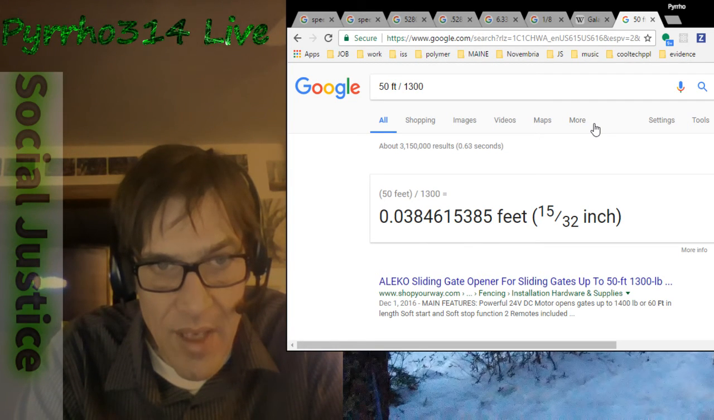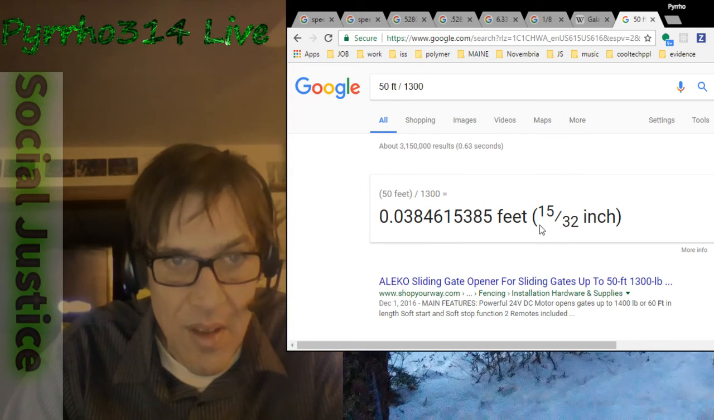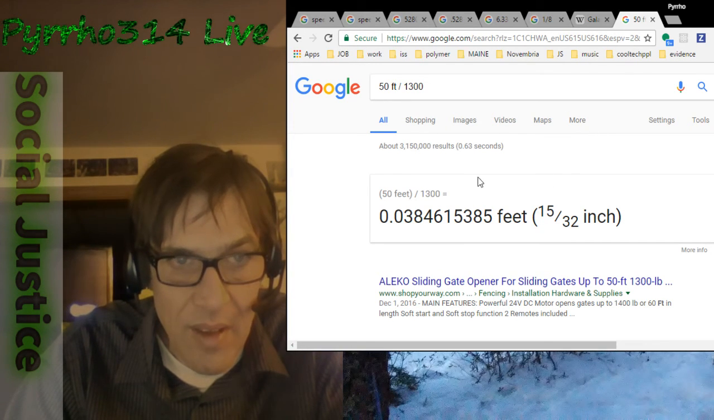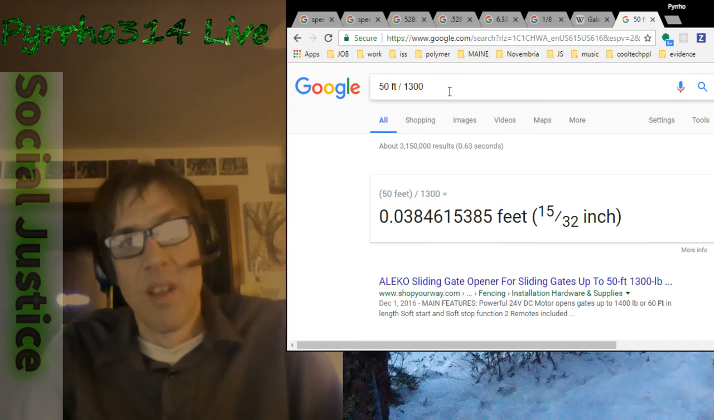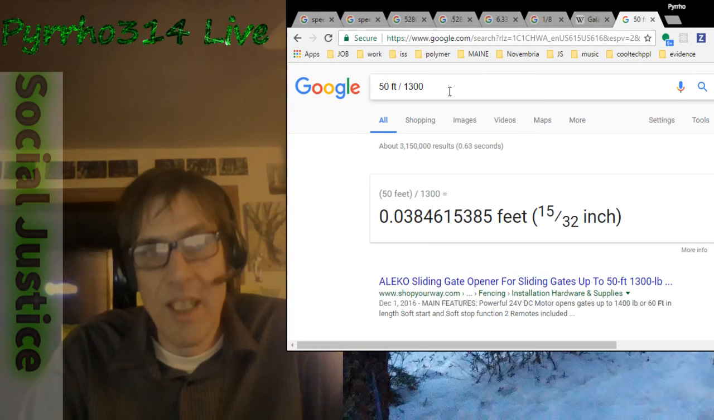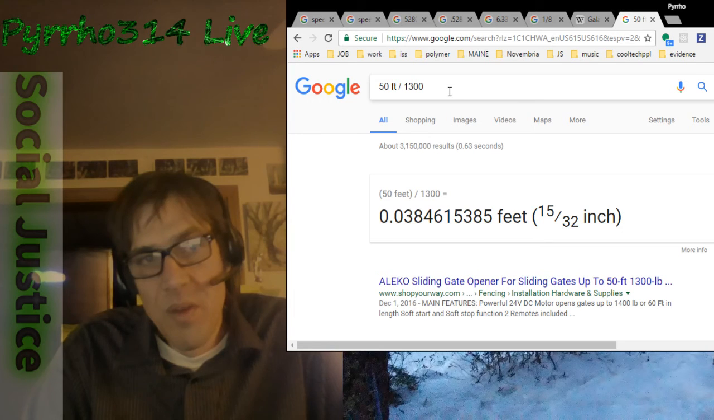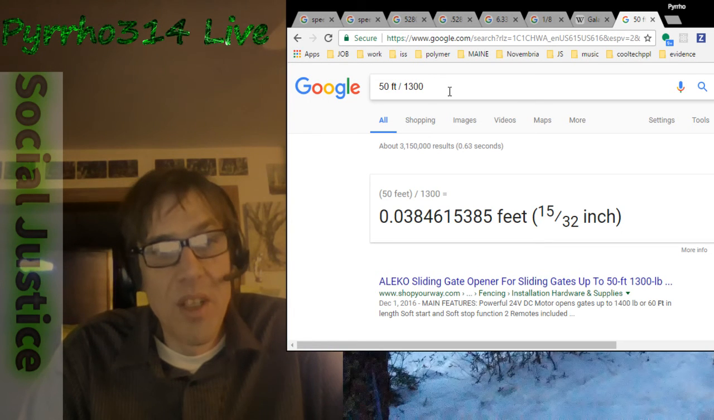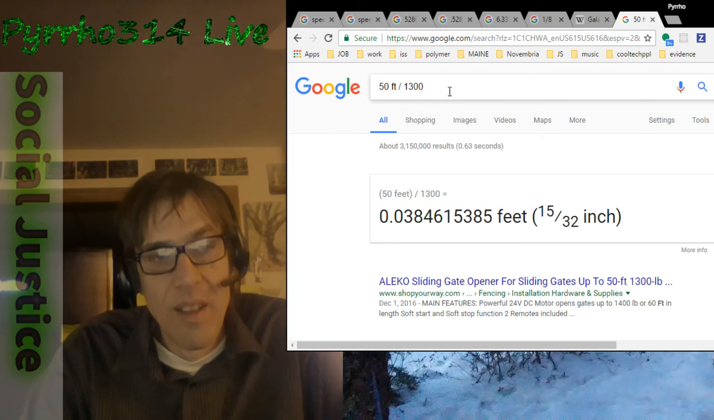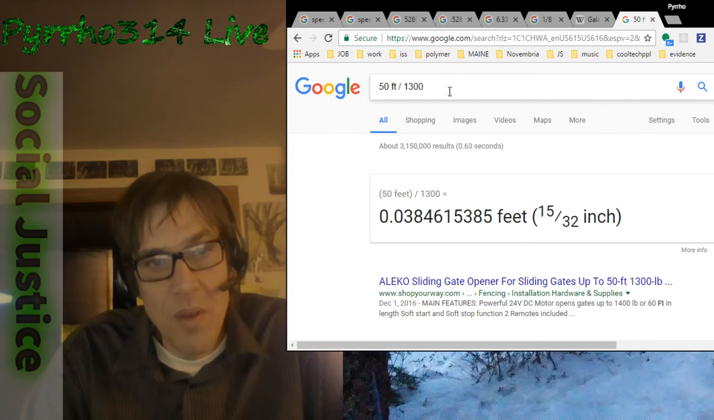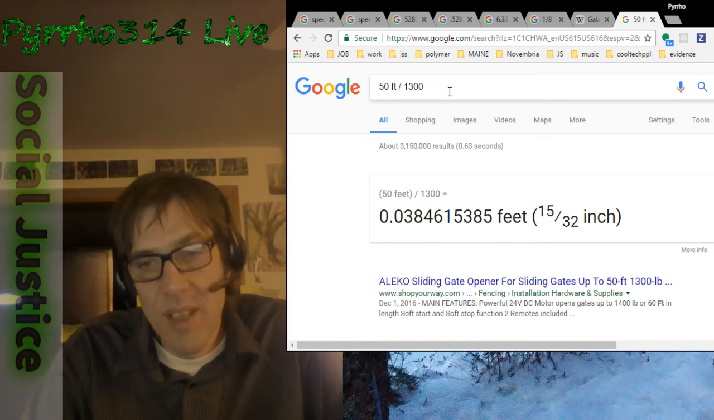15/32 of an inch. So that's about a half an inch. A little less than a half an inch. So over 50 feet, a laser will move a half an inch from the deflection of our speed through the galaxy. So 100 feet, it's going to move a whole inch almost, right? Redo the calculations. I'm showing you because I don't care if I got them wrong.